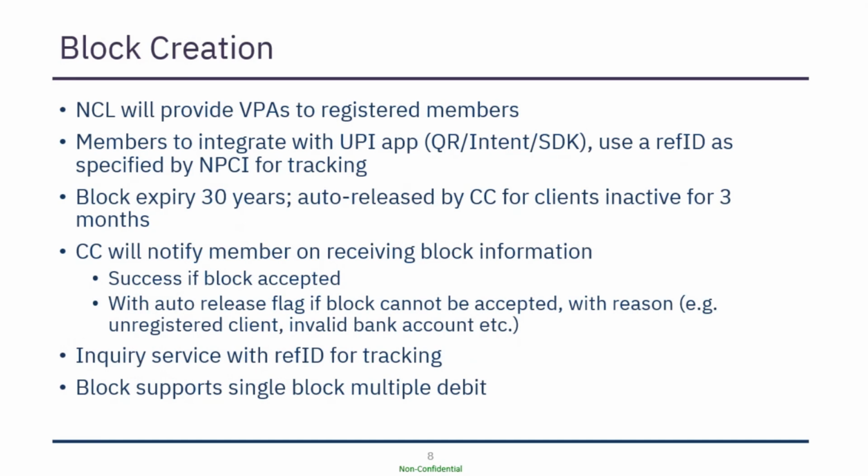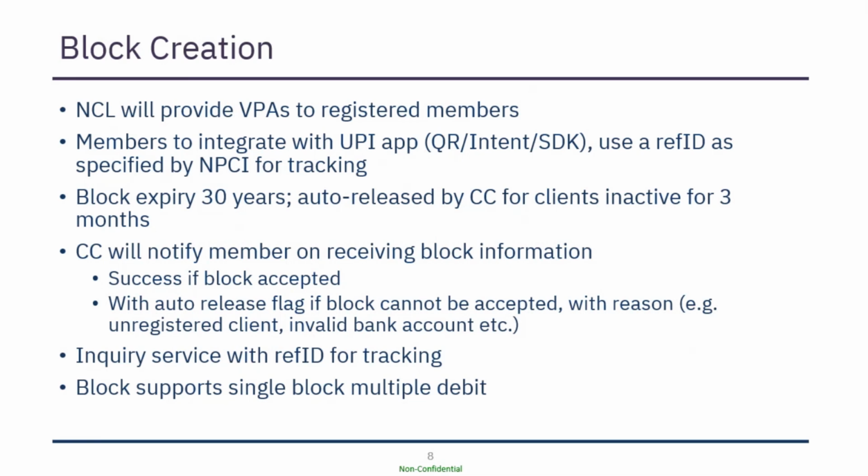Now coming to block creation, having completed the registration process, if a client wants to trade, the client needs to create a mandate in favor of the CC. To create a mandate in favor of the CC, the member app has to either through QR code or through intent mechanism or through SDK initiate a mandate request through a UPI app in favor of any of the virtual payment addresses of the CC. So we will have one virtual payment address per sponsor bank, and it is members' choice as to which VPA the member wants to use.